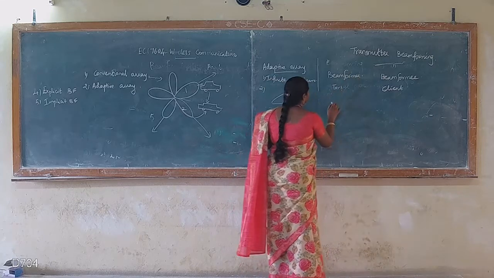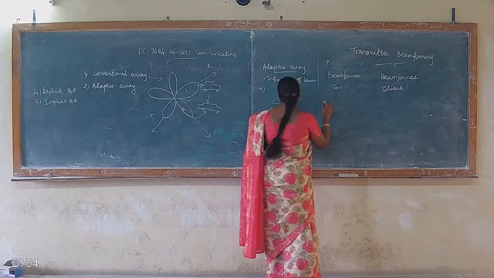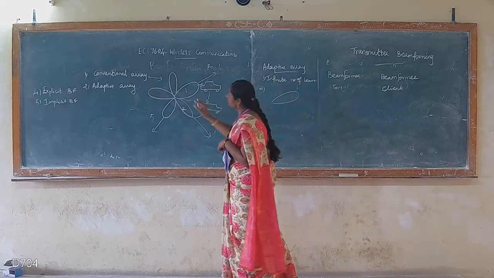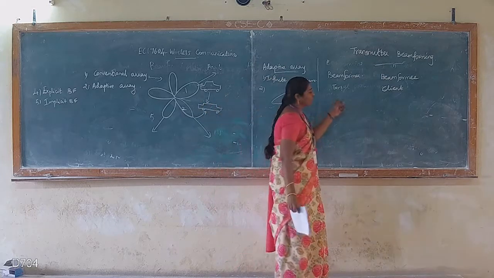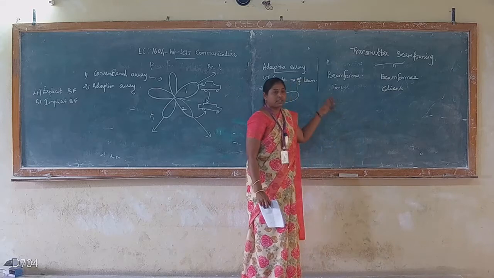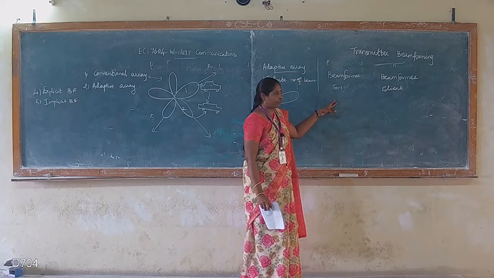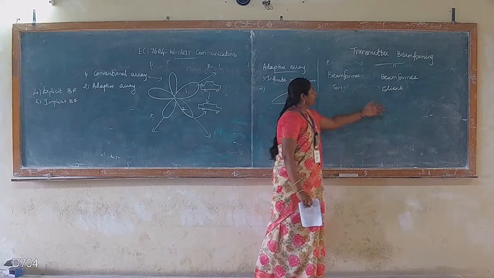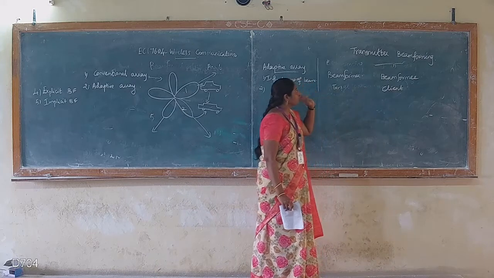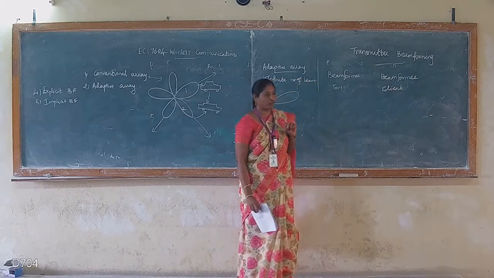So in transmitter beamforming, we use multiple antenna elements, an array of antenna elements, at the transmitter side. The beam is formed at the transmitter, and that beam is directed towards the receiver. So that is the principle of transmitter beamforming.